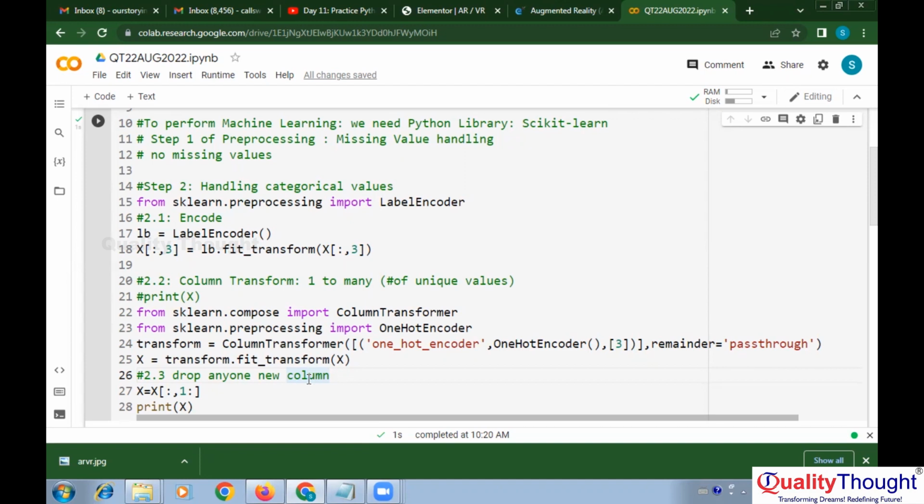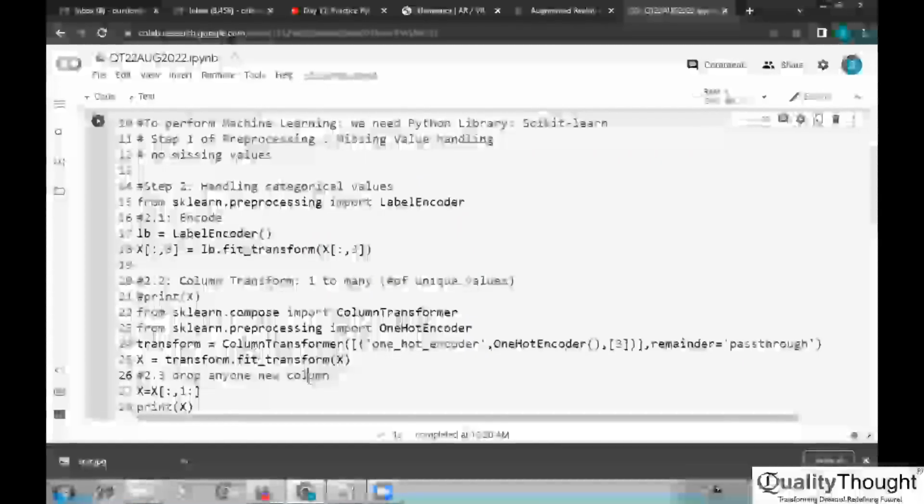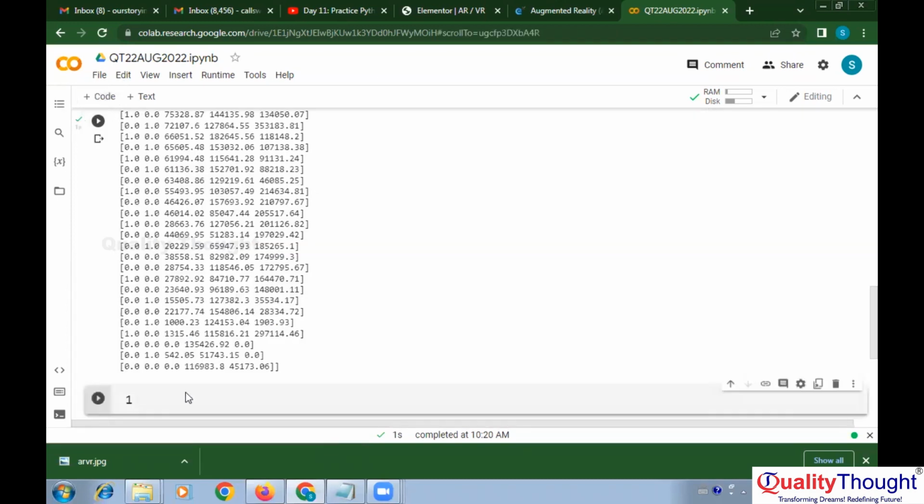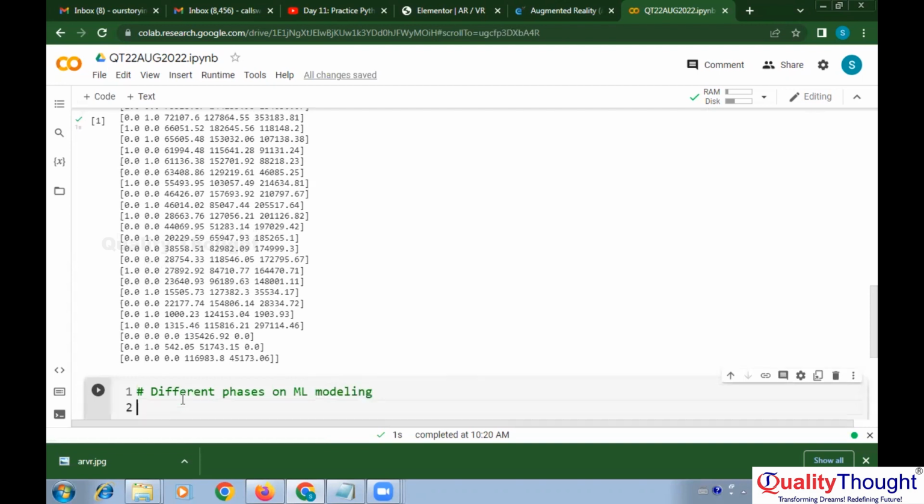First step, pre-processing the data set and make it ready for modeling. Okay, write it down. Let me also write it down. Different phases of machine learning models. Different phases of machine learning modeling.